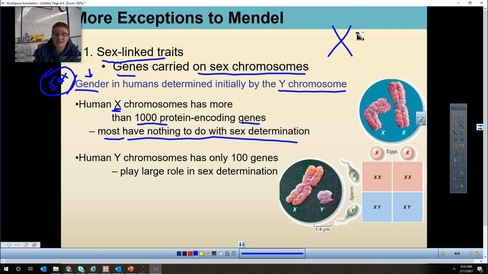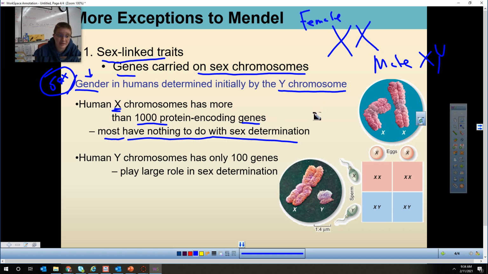A female is XX. All right, so that gives you a female genotype, XX. A male is XY. That would give you the male genotype and phenotype. And so you can tell everybody has to have an X chromosome. They're very important chromosomes. 1,000 genes, that's a lot out of our 20,000. That's a lot. Okay, and most have nothing to do with sex. That's why both females and males have to have them, because there are keep-you-alive kind of genes. Okay, if you don't have one, you're dead.